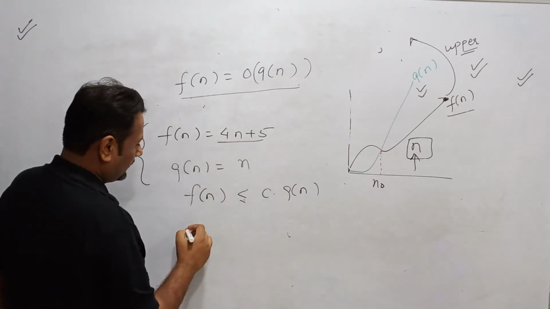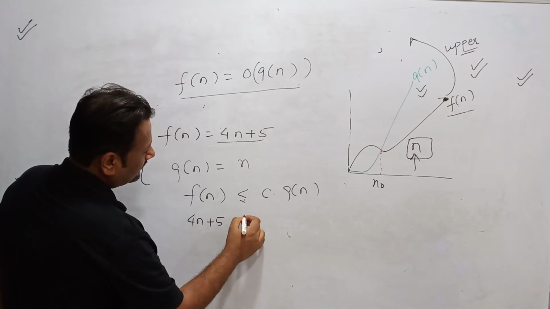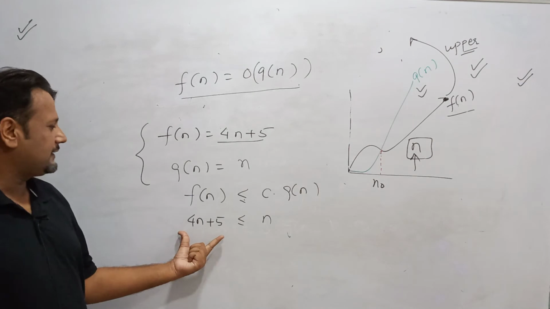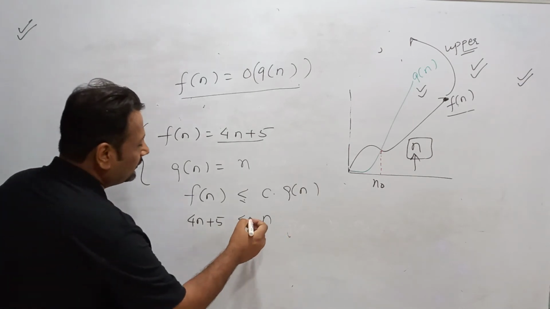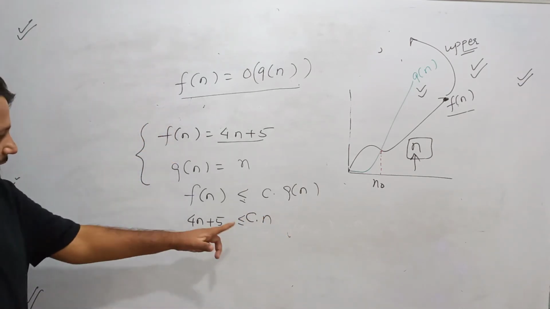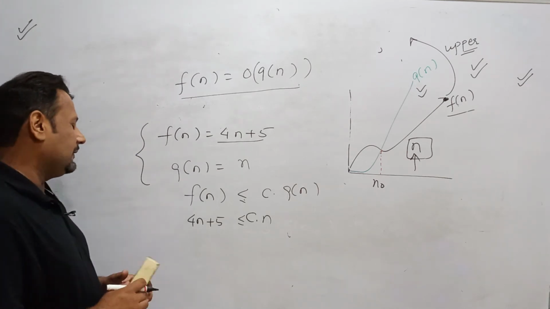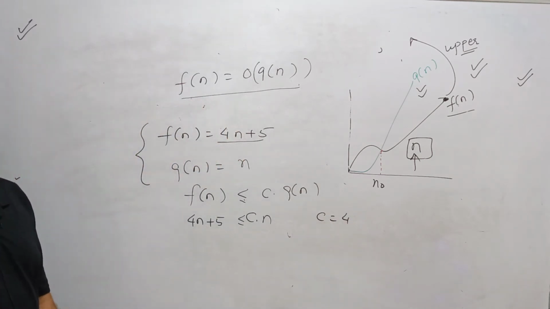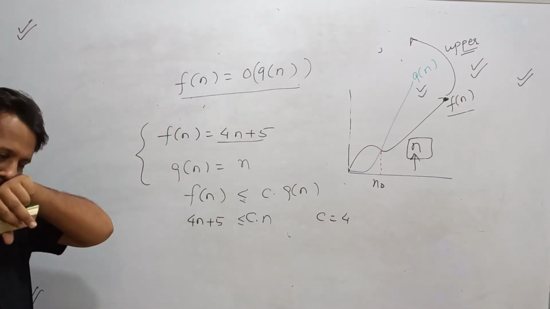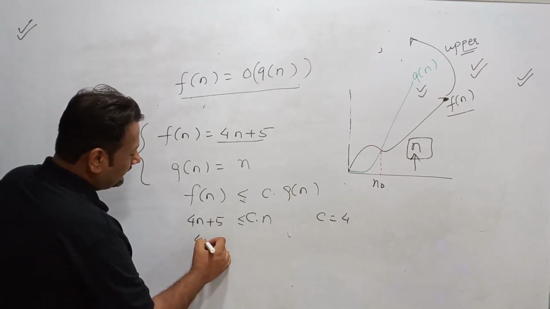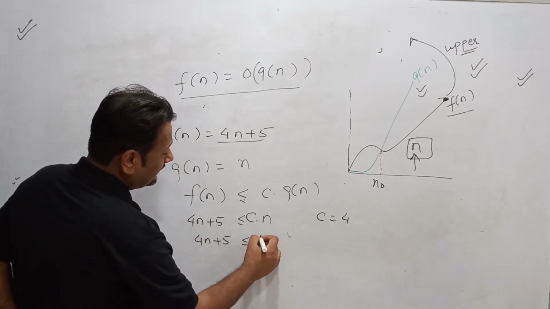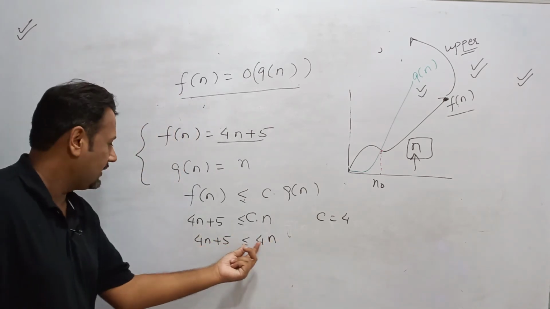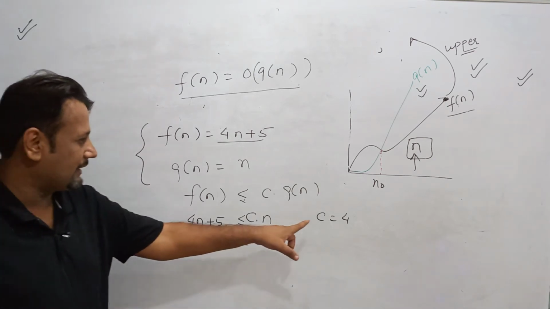f(n) is 4n plus 5, less than or equal to what? n. By looking at it, my first reaction is that this is higher than this one. But what we need to prove is, for any value of c, can we prove this? So let me take one example. If I take c equal to 4, then this is going to be 4n plus 5 less than or equal to 4n. This 4n plus 5 has the leading term. That means we cannot take c equal to 4.